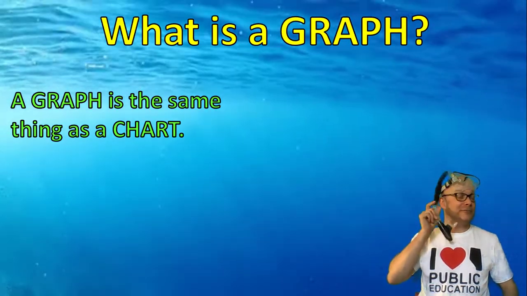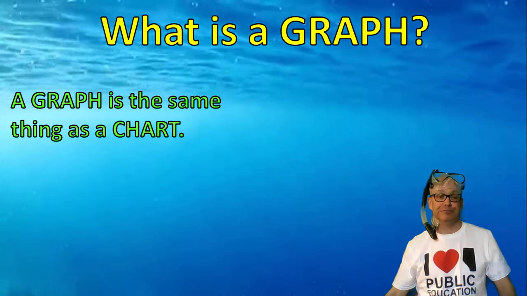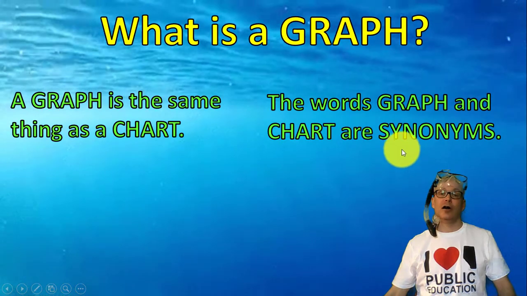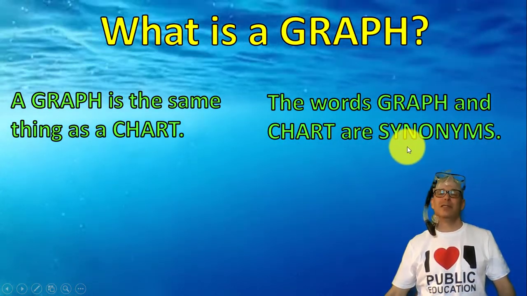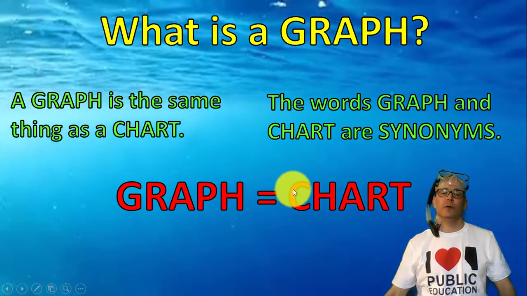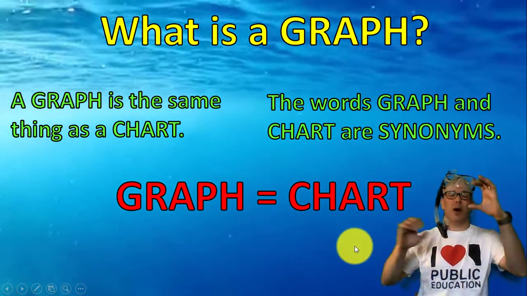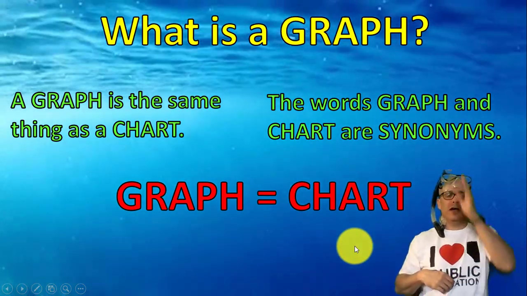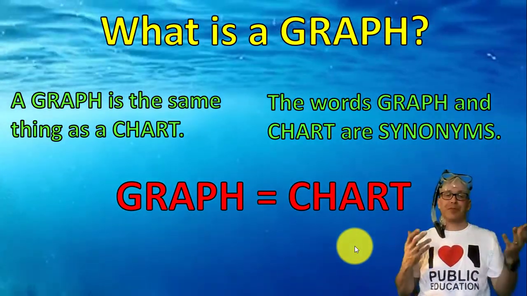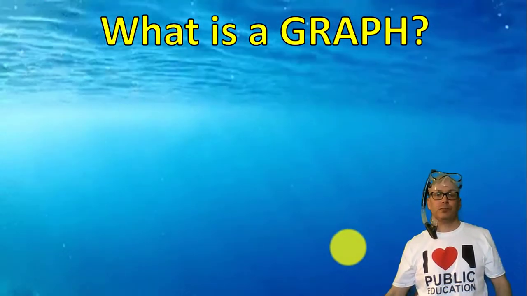A graph is the same thing as a chart. The words graph and chart are synonyms, words that mean the same thing. So graph equals chart. Tables are different. Tables have boxes and cells, and there's rows and there's columns. But a graph is a chart. Okay? Well, what's a chart? What is a graph?